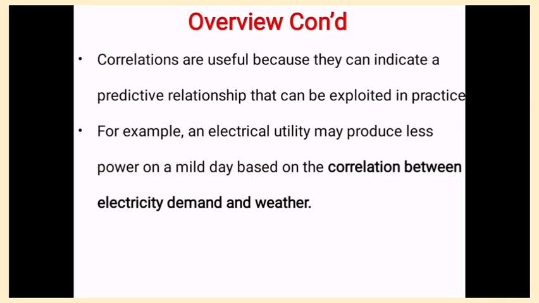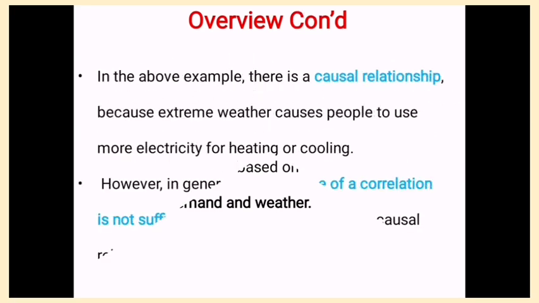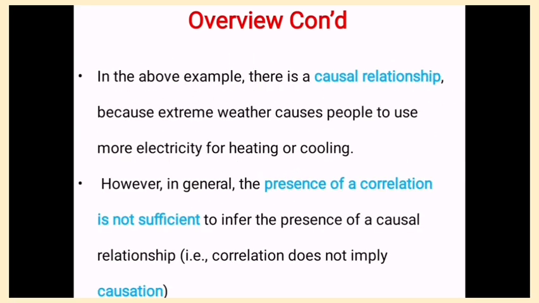We are trying to understand, whether there is coldness or not, what is the relationship between the demand of electricity and the weather. So that's what we actually want to understand. Here in the above example, there is a causal relationship because extreme weather causes people to use more electricity, as I was saying, for heating or cooling. But that's not what we actually want to talk about. We are not into the causal relationship.